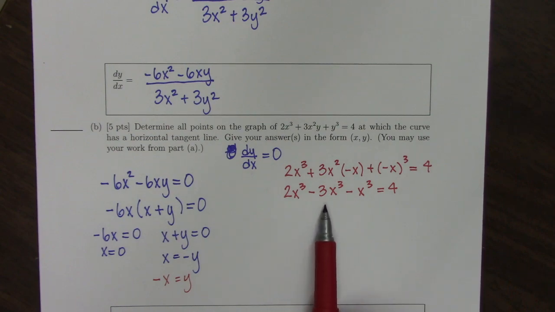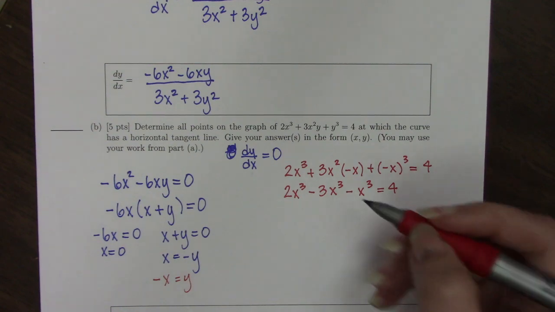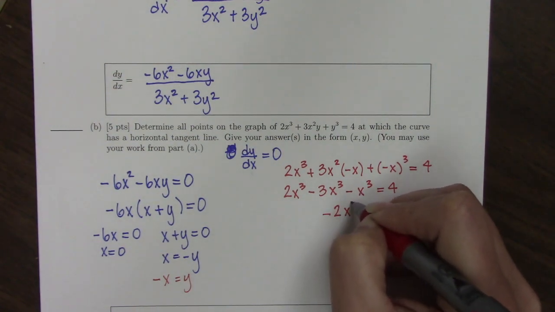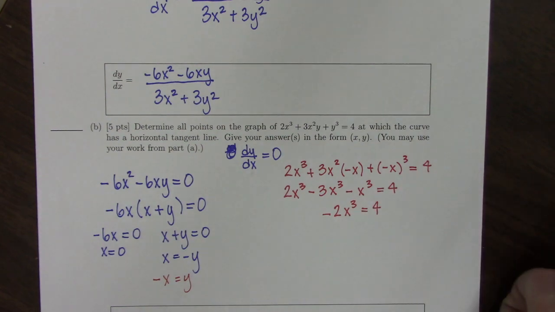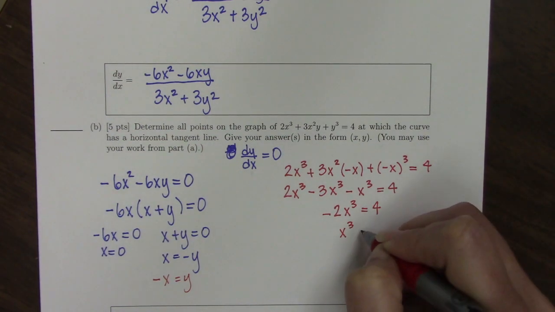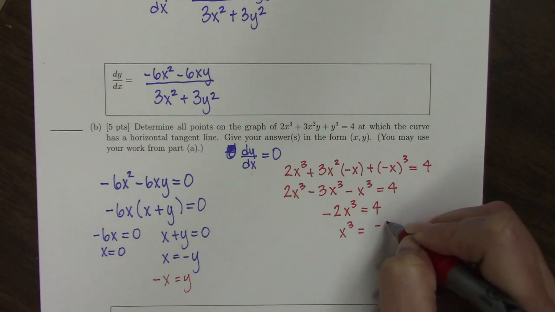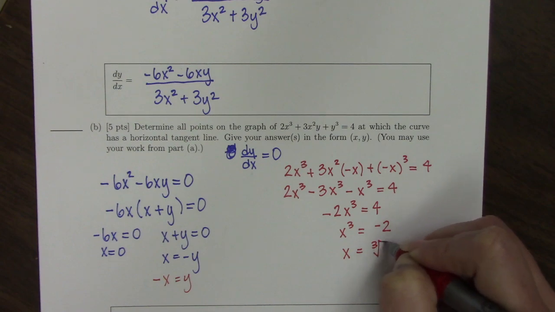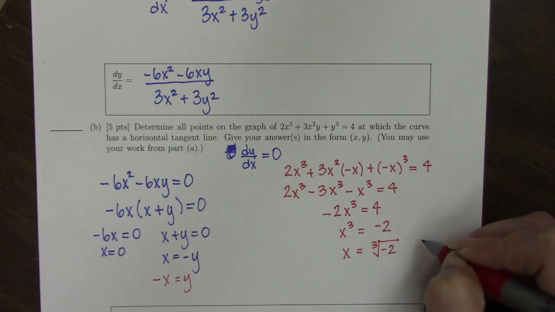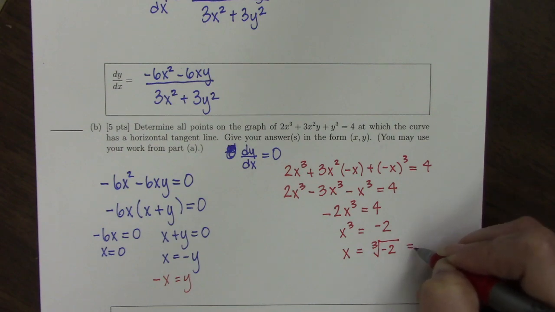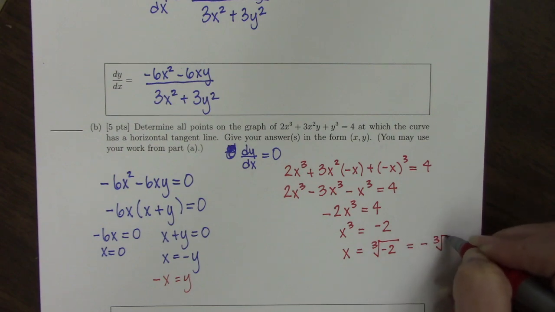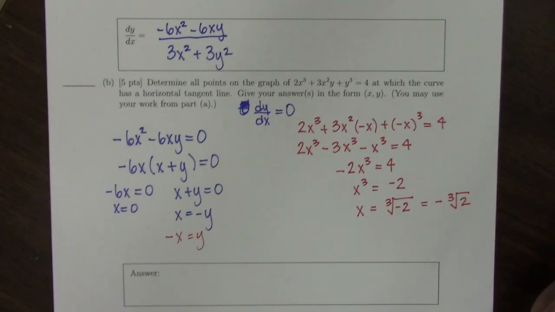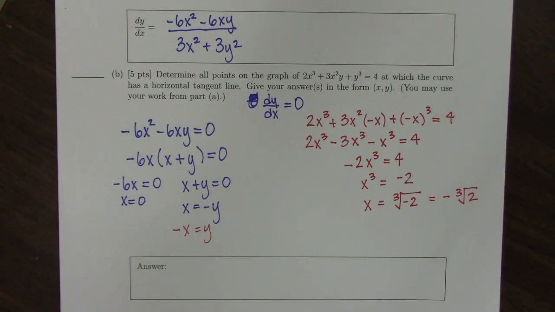2 minus 3 is negative 1, and negative 1 minus 1 is negative 2. So I get negative 2x cubed equals 4, so x cubed equals negative 2. So x equals the cube root of negative 2, which is the same thing as saying negative cube root 2. So now I need to find my points.